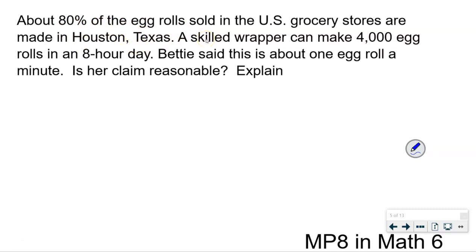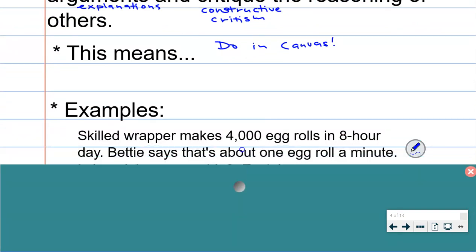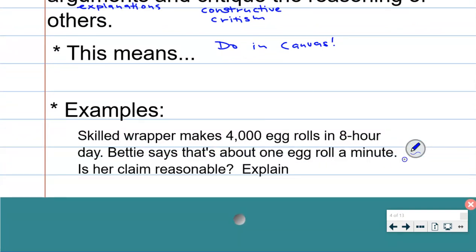All we need to focus on is this, which I now have written down here, and I want you to copy in your notes so that we can take those appropriate notes. A skilled wrapper makes 4,000 egg rolls in an 8-hour day or an 8-hour shift. Betty says that's about 1 egg roll a minute. Is her claim reasonable? Take a second to get that written down so that you do have it in your notes.